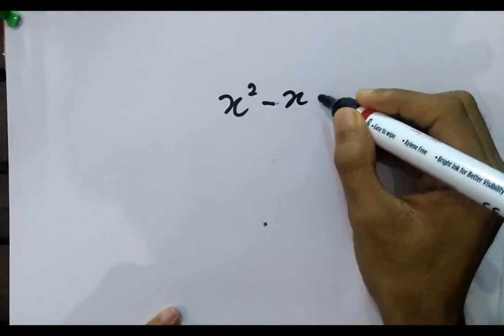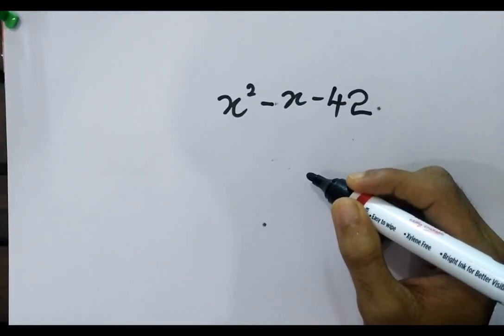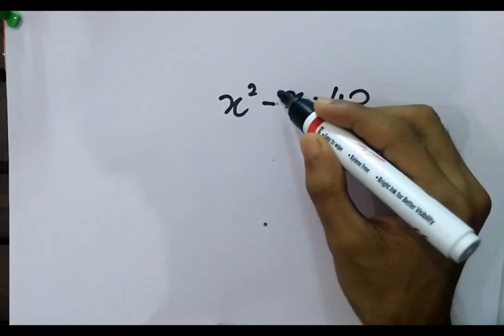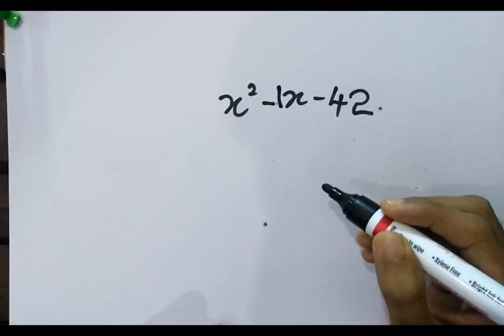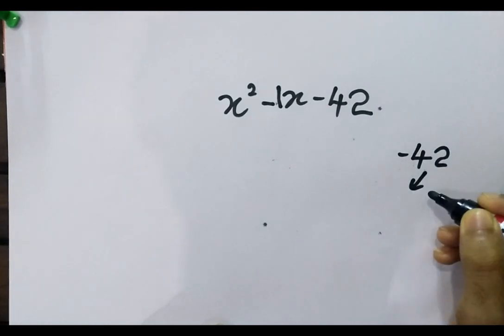x squared minus x minus 42. Now how to factorize this? There are a lot of methods to factorize, so I'm using this method. You can see here the coefficient of x squared is 1. So minus 42, what are the factors of 42? We can write down the factors.